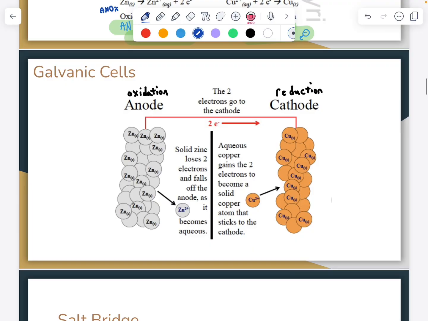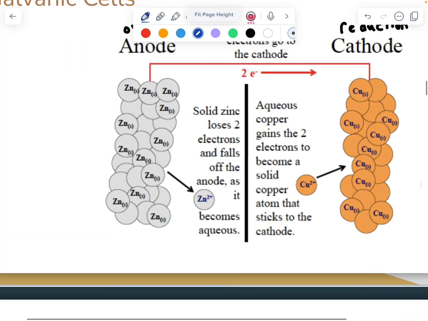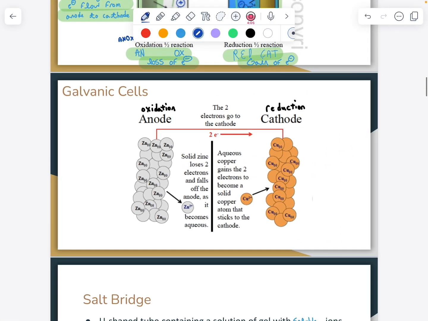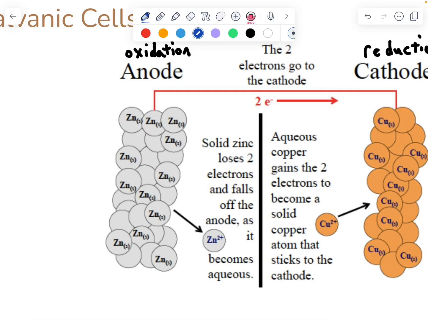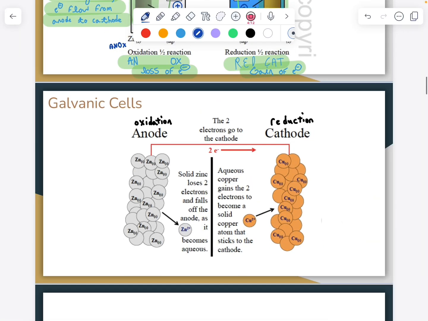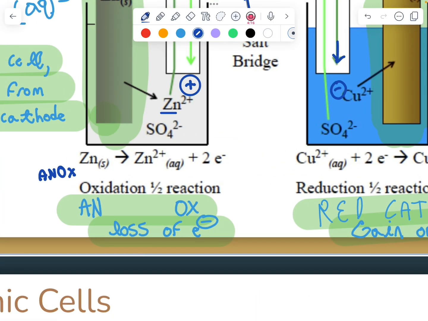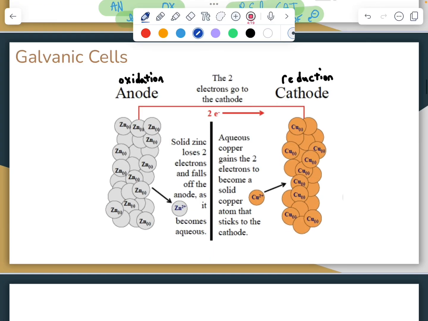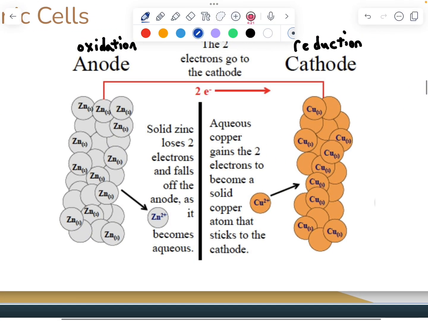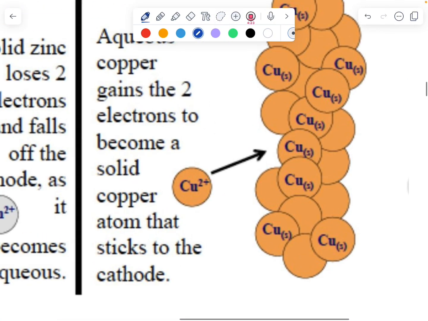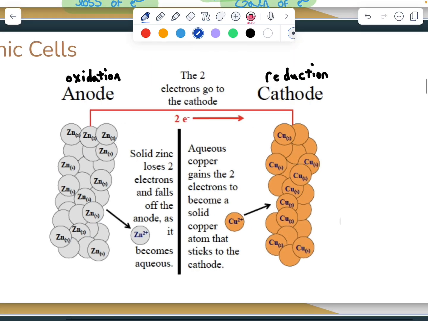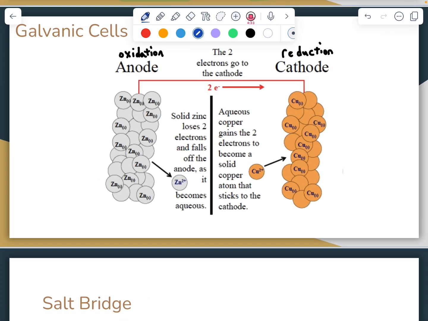So yep, as we just saw, electrons flow from the anode to the cathode. In the same example, the zinc, which is in its natural state, loses the 2 electrons and falls off the anode into the solution, and is positive, like we see here. It's essentially the same thing, just a molecular view. And the copper will go from an ion in solution to a solid copper atom that sticks to the cathode. And remember, these electrons flow from the anode to the cathode.